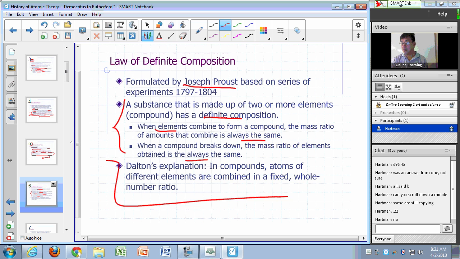Dalton's explanation for that is to say that compounds have formulas. So the number of atoms of different elements that are combined in a compound are in a fixed whole number ratio.